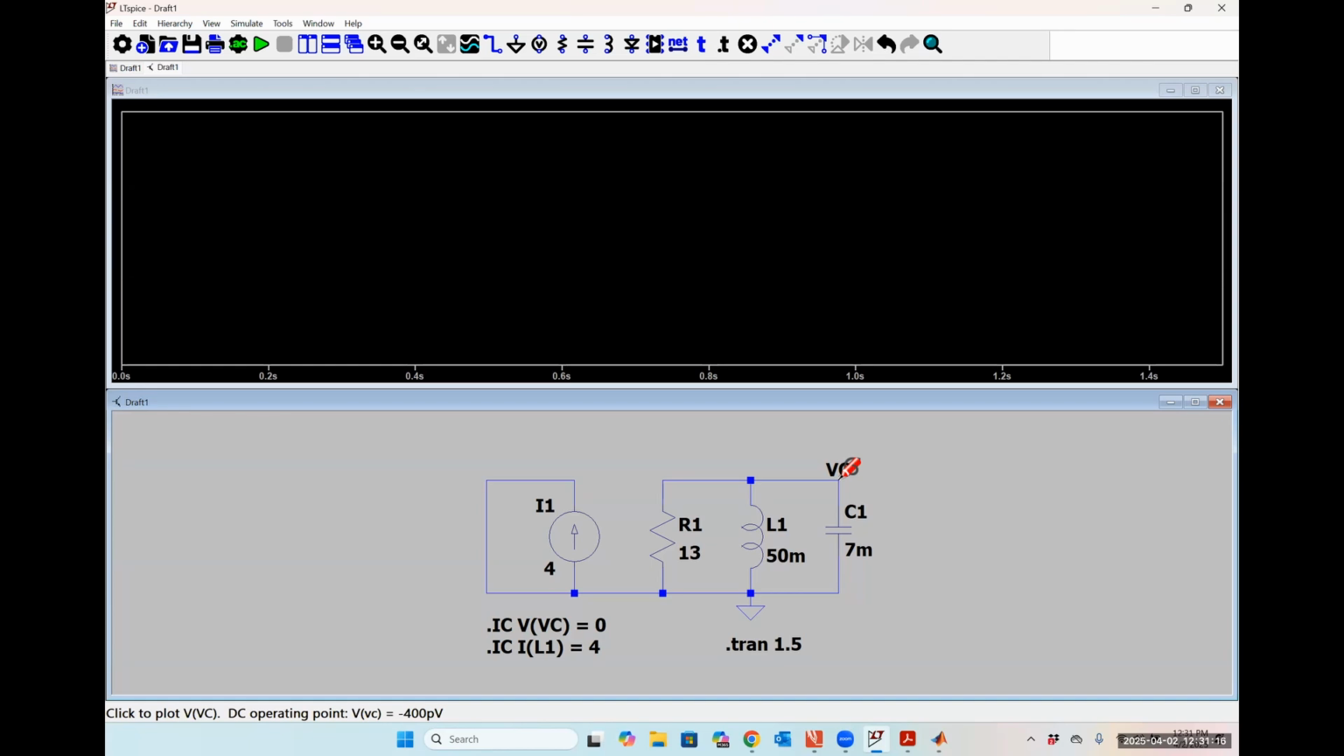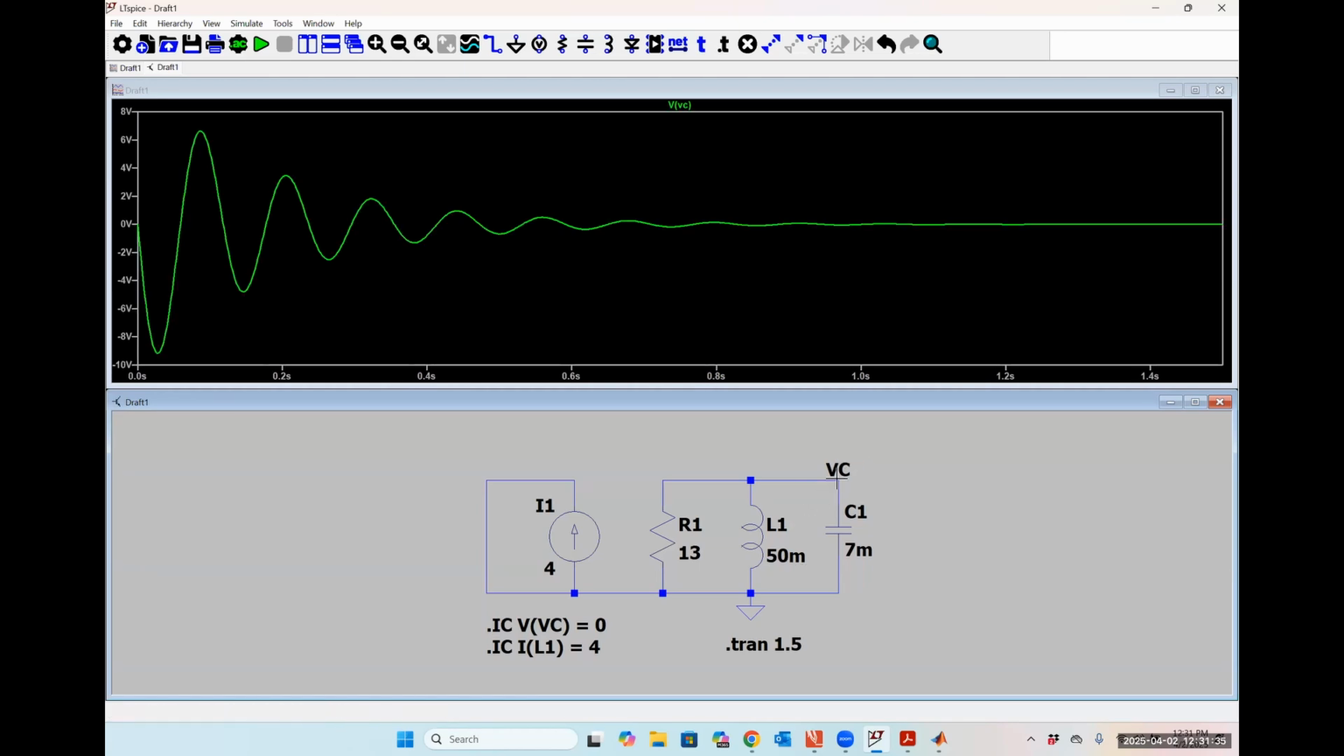So in our math, we found that there was no initial voltage drop across the capacitor, and there was an initial current of 4 amps flowing through the inductor. So I have all of that on here. I'm running this transient simulation for 1.5 seconds. I'll explain why I chose that number in just a moment.